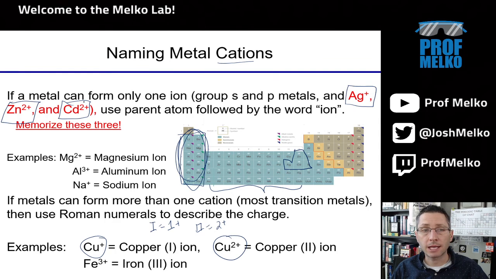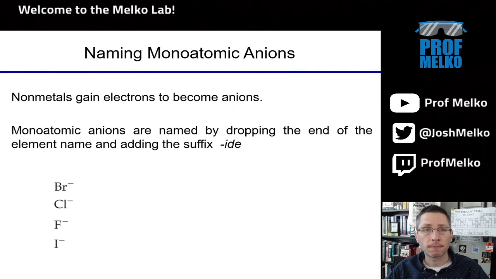So if you're naming cadmium 2 plus, it's just cadmium ion. You don't need the Roman numeral because there's no ambiguity here. It's always 2 plus. Copper can be 1 or 2 plus, so I have to use the Roman numeral. That's positively charged ions.